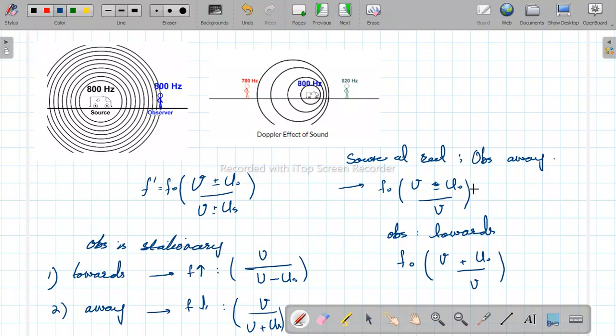आप कह सकते हैं अच्छा अगर observer closer आएगा तो हम u naught को plus में ले लेंगे, observer away जाएगा तो हम u naught को negative ले लेंगे. And the opposite for source, अगर source closer आ रही है तो फिर आप us को negative ले लें, और अगर source away जा रही है तो फिर आप us को positive ले लें. Either way you will end up getting यही चार possible equations.